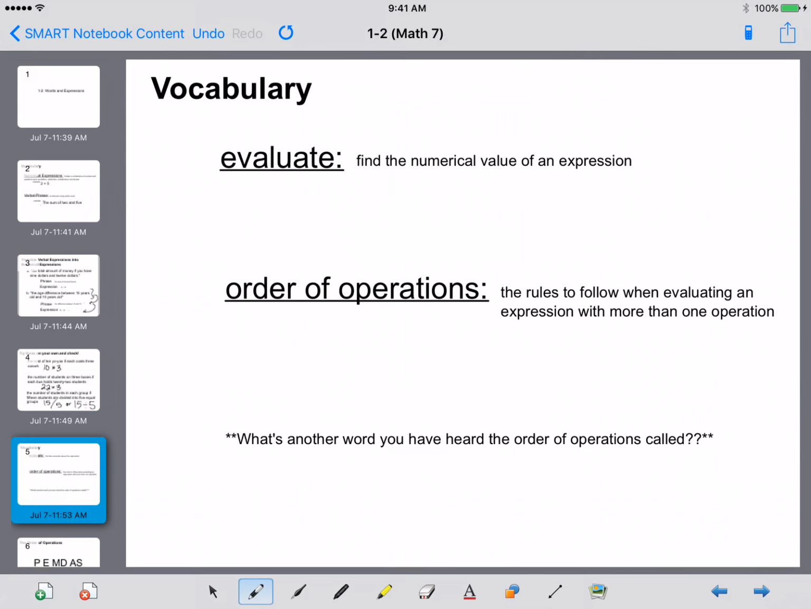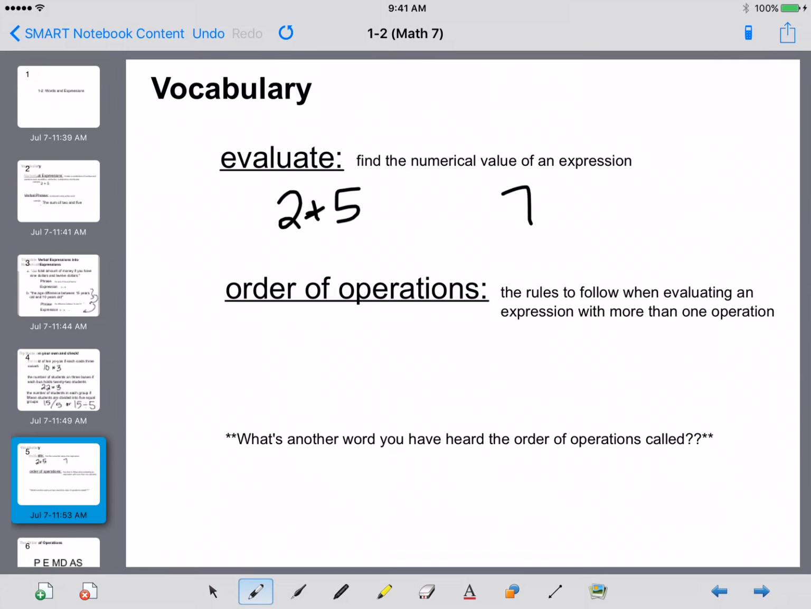We've got some more vocabulary words before we move on. Number 1 is evaluate. It's finding the numerical value of an expression. Say we have our numerical expression of 2 plus 5. If you evaluated that expression, you would end up with 7.